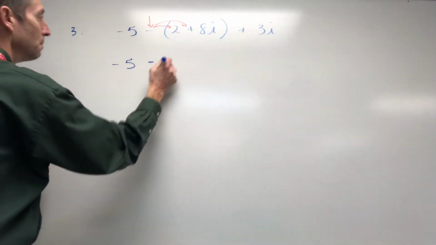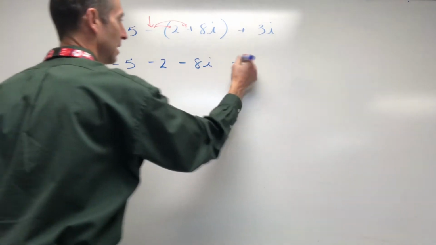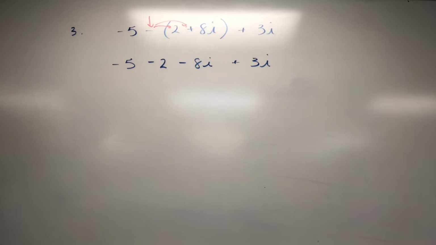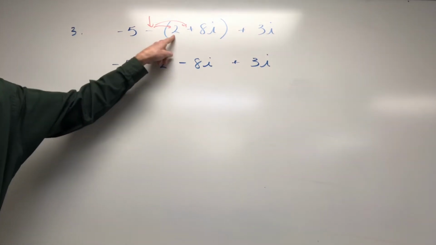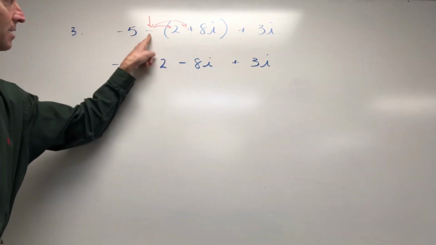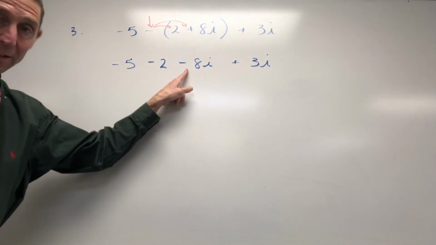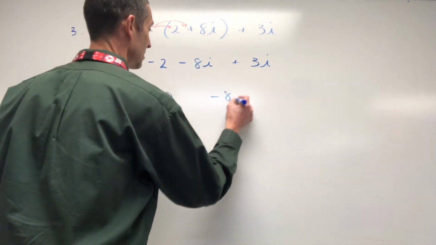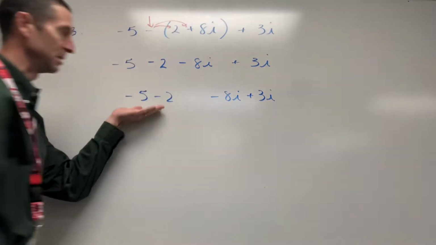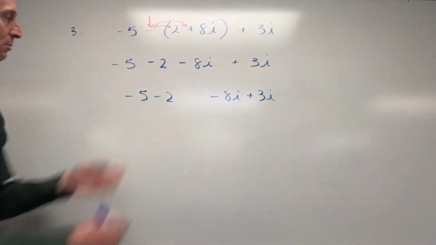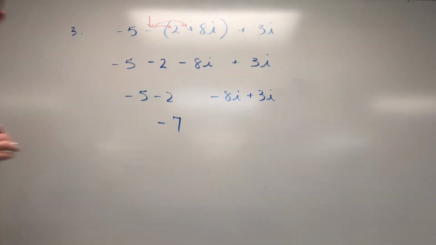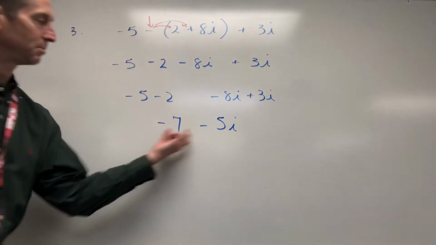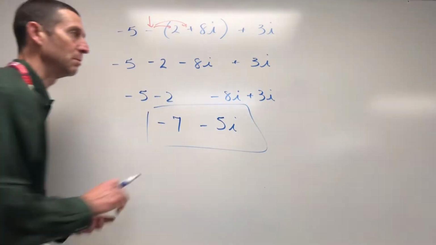Negative 5 minus 2 minus 8i plus 3i. So we distribute that negative sign through the parentheses. Negative times 2, negative 2. Negative times positive 8i, negative 8i. Like terms together. Got my numbers first, my i value second. What do we got here? A negative 7. And we're looking at negative 8 plus 3, negative 5i. A plus bi. Boom.